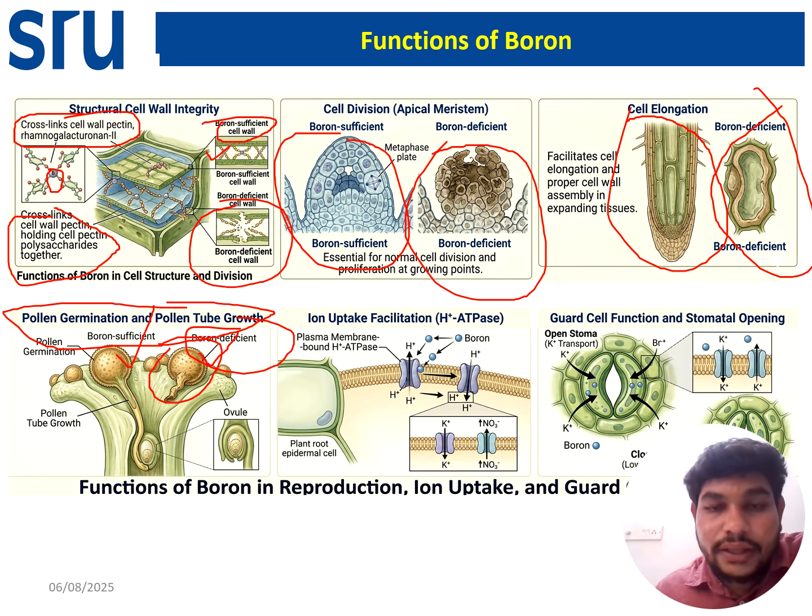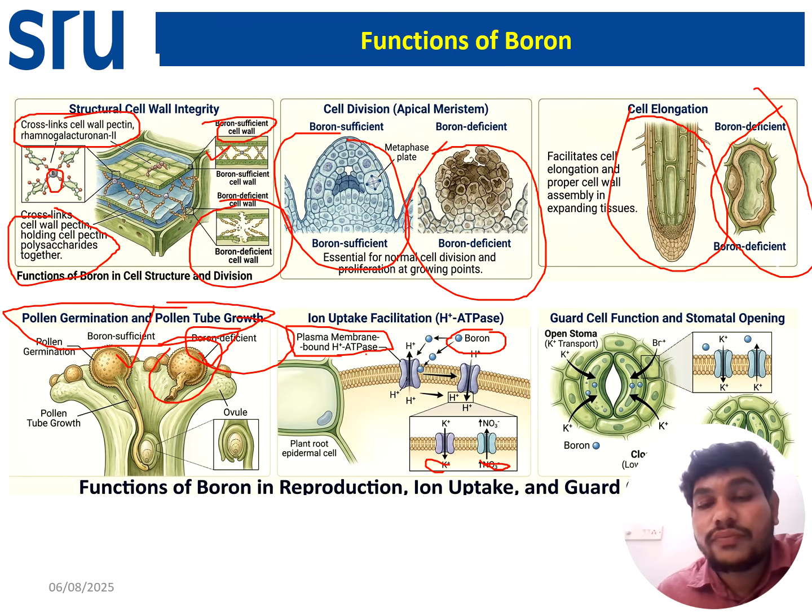Then for ion uptake, there is a need for H plus ATPase, the quantity of which is present in the plasma membrane. That also depends on boron. Boron will decide the H plus ATPase, which is responsible for the uptake of potassium, ions, and other elements. Then the next one is stomata opening and closing, which depends on potassium. But the concentration of potassium in a guard cell is also controlled by boron.